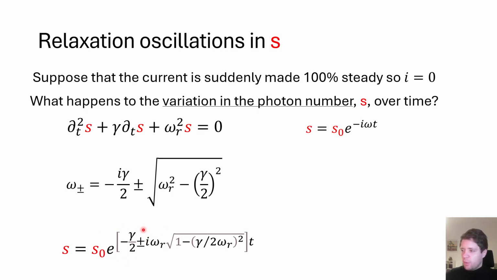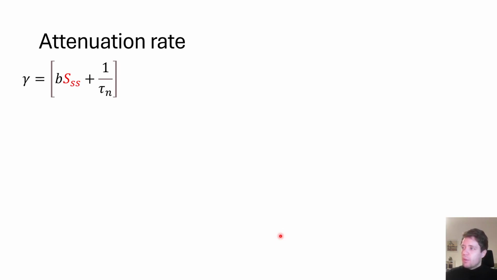And plugging this back in, we see that there is indeed a dampening factor here, according to gamma over 2, and some kind of oscillation factor here that depends both on omega r, as well as the ratio of gamma to omega r like this. So we can actually express the attenuation rate in terms of the supplied current, as it turns out.